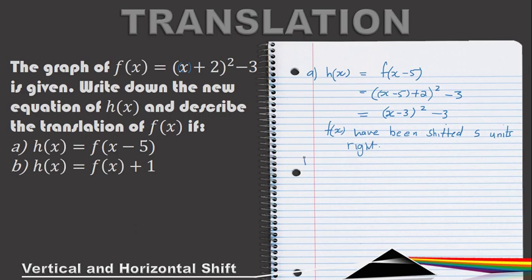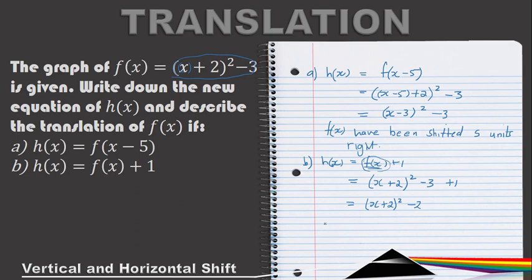Okay, and then for b, we have h of x is equal to f of x plus 1. So to do this, we simply take our f of x. Our f of x is this whole thing over here, and we replace it in here. So we have x plus 2 squared minus 3, and then that plus 1 at the end. So this then becomes x plus 2 squared minus 2.